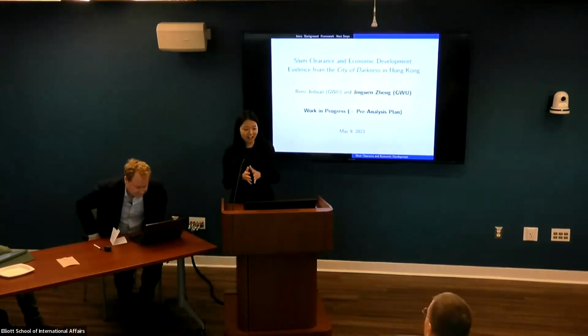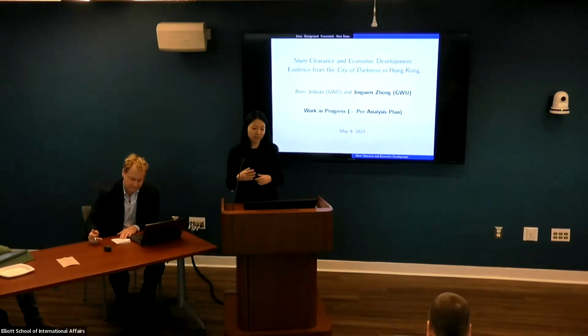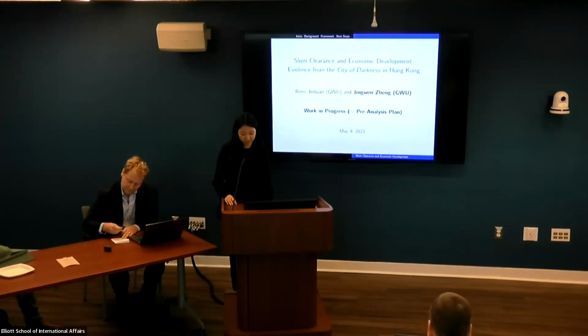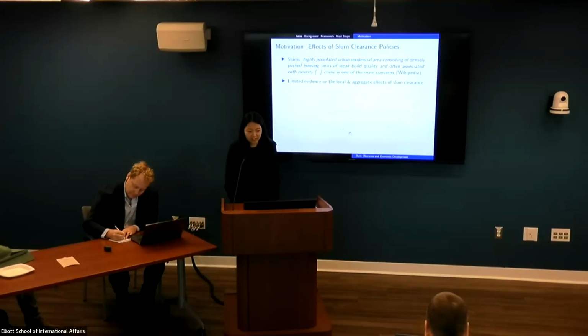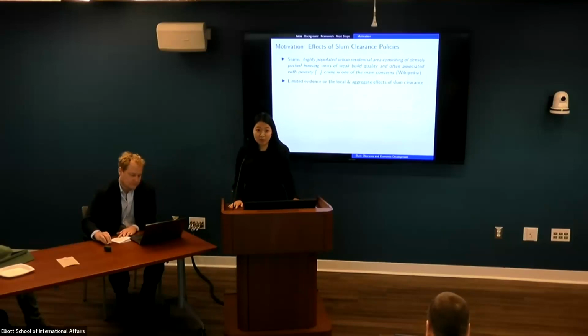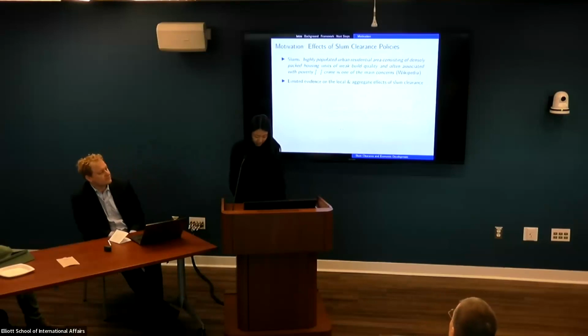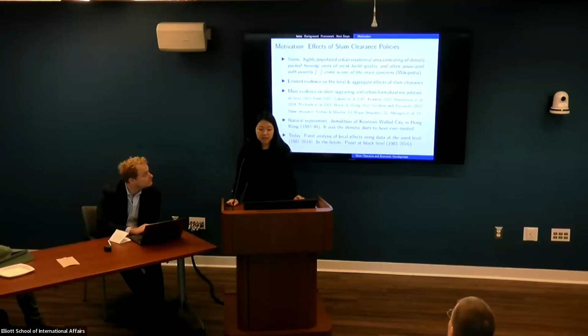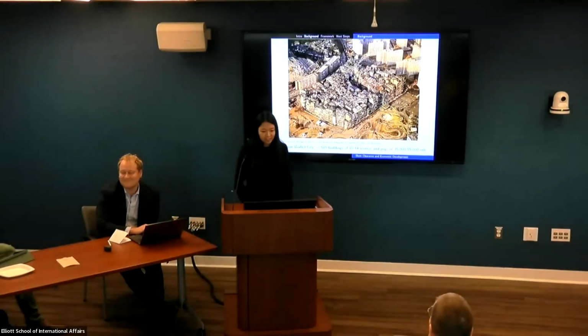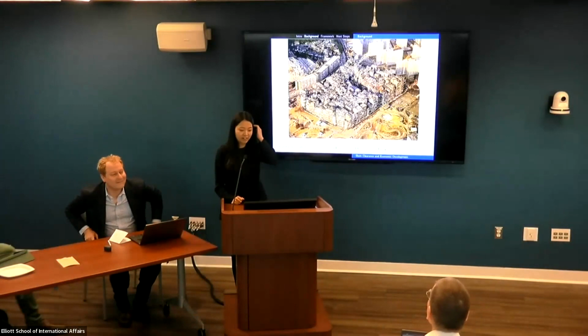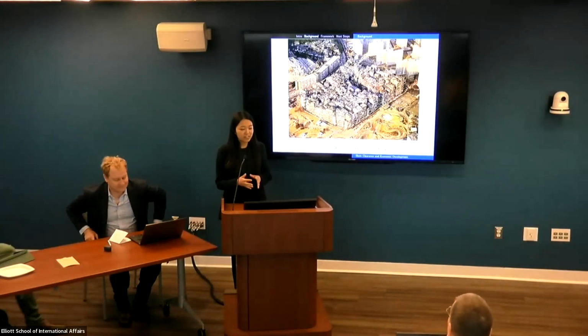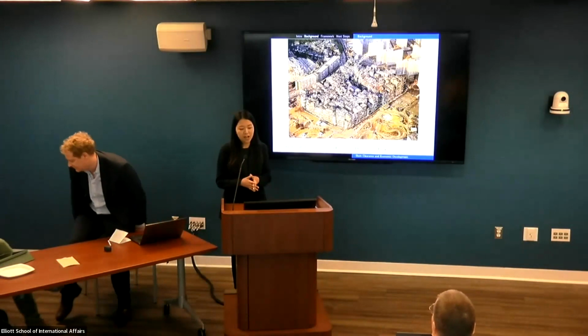So hi, I'm Jingwen. Today I'm going to present my work with Remy on slum clearance and economic development. So let's get started. There are slums in the world, but we know very little about the local and aggregate effects of slum clearance. So our work uses a natural experiment in Hong Kong, the demolition of Kowloon Walled City in Hong Kong during 1987 to 1994, to understand the local and aggregate effects of slum clearance. This is the Kowloon Walled City, around 500 buildings of 10 to 14 stories and a population of 35 to 55,000 inhabitants.